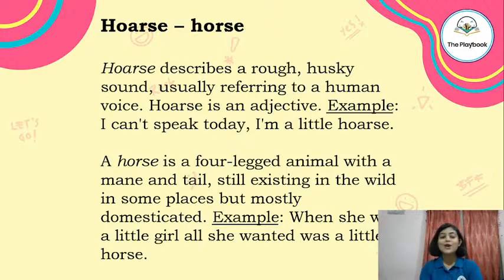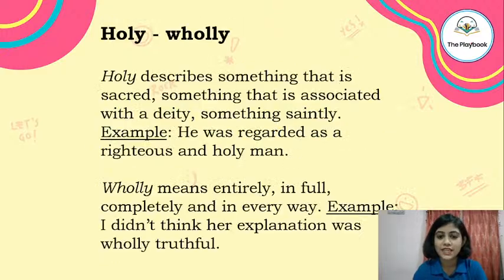Such great sentences. All right, now let's quickly move on to another set of homophones. Holy and wholly. Holy describes something that is sacred, something that is associated with a deity, something saintly. As you might already know the meaning of the word, let's look at an example. He was regarded as a righteous and a holy man.